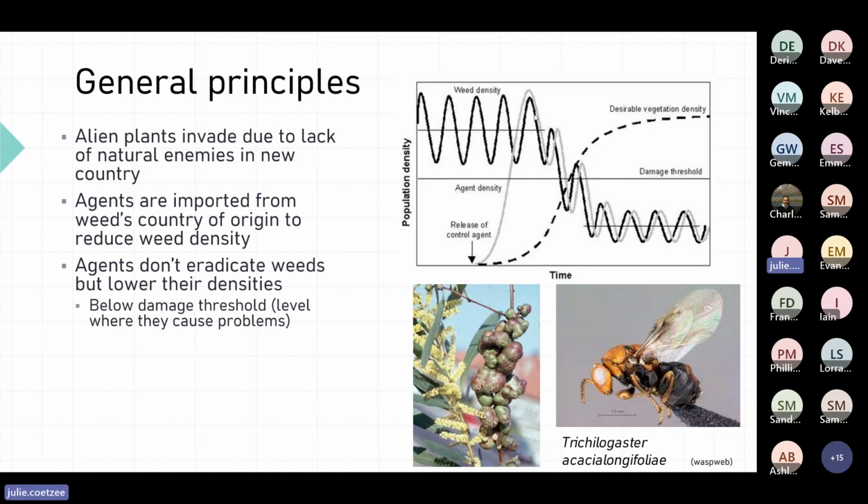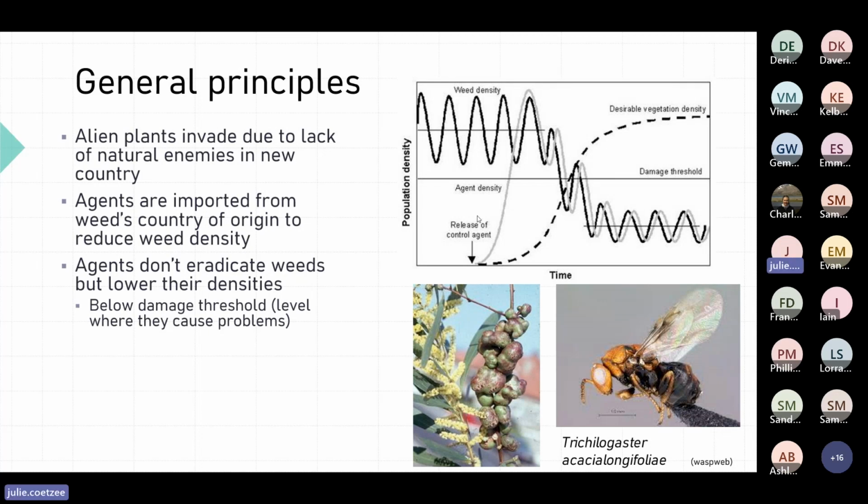And this is the classic biocontrol graph here, where at the beginning, we've got a population density of the weed at the beginning of some time period, which is this black line. And that population is at an unacceptably high density. And it fluctuates, as most populations do, due to various factors, top-down and bottom-up processes acting on their population numbers.